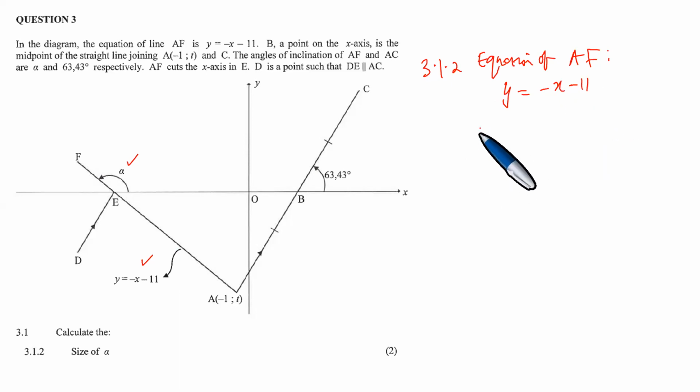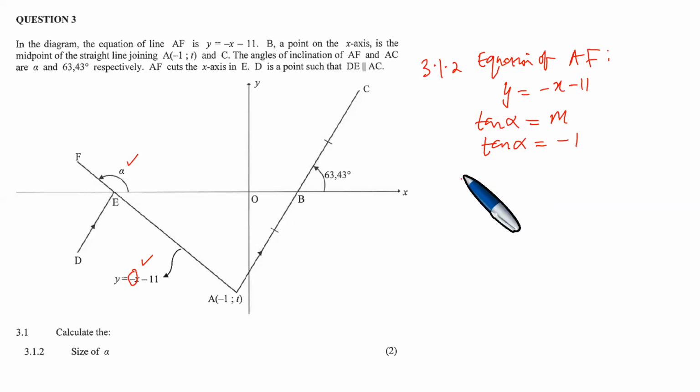Right, so in the end, the tangent of the angle alpha is always equal to the gradient. So this is a formula: the tangent of the angle of inclination is always equal to the gradient of the line that makes that angle. So what is the gradient of this line? It is exactly what sits there, and that is minus 1. So we have tan of alpha equals minus 1.